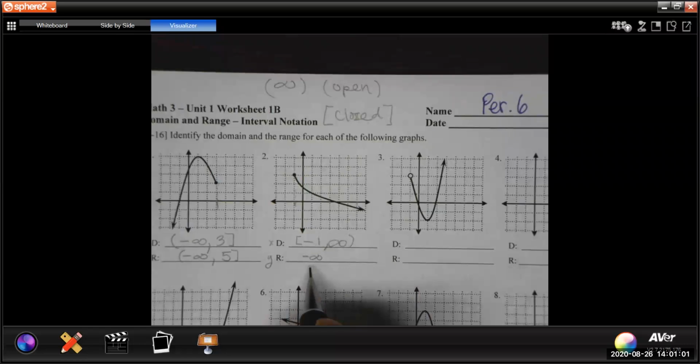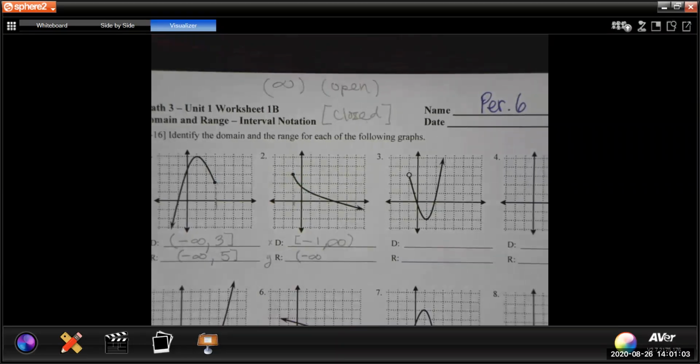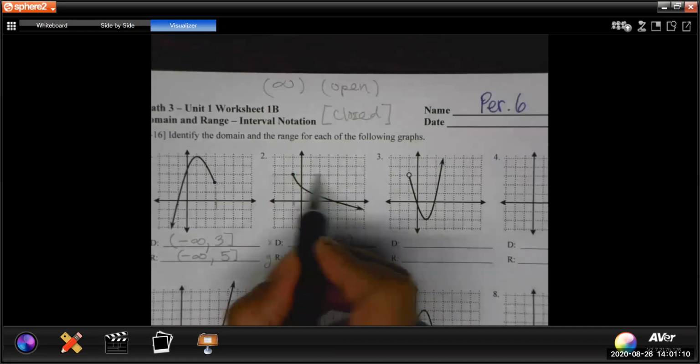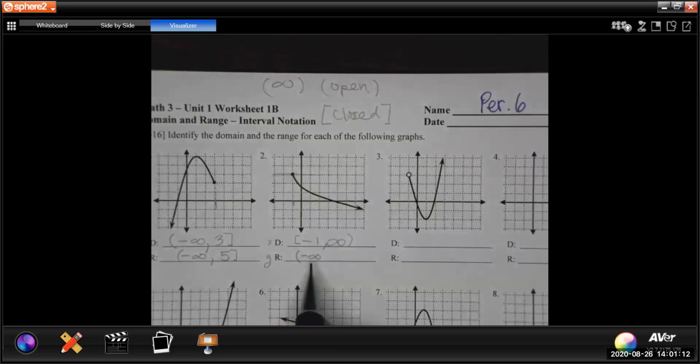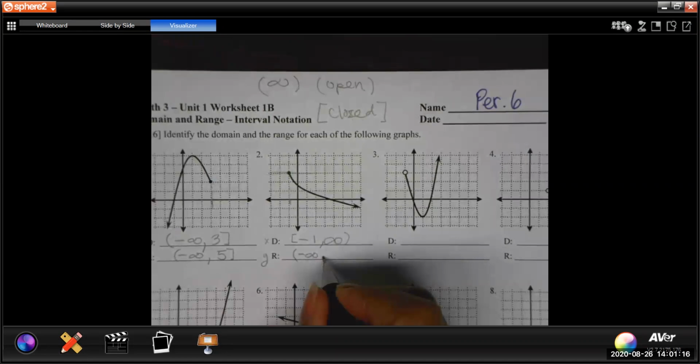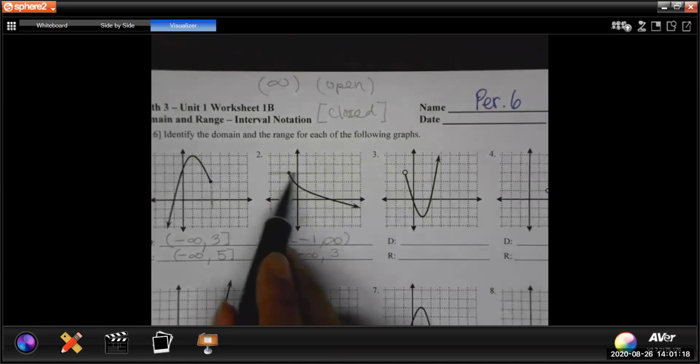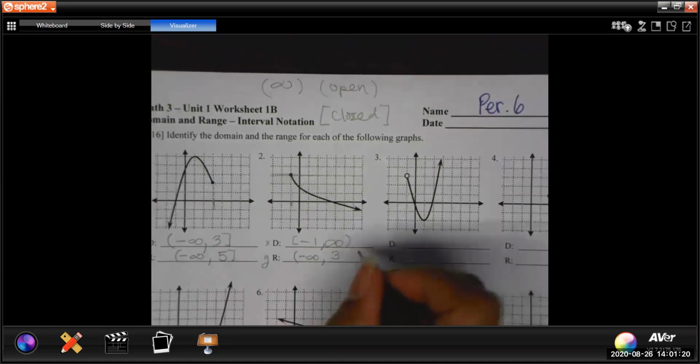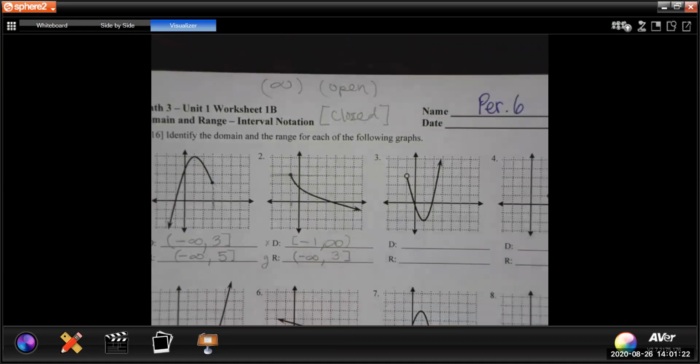Parentheses. Now, does the graph go up forever? No, it has a stop point. And what is that stop point on the y-axis? Because I'm dealing with the range. 3. And parentheses or bracket on that 3? Bracket. Bracket, good job. Okay, how are you guys doing? Those of you that are doing this, everybody should be doing this. Are you getting the same answers that we're getting when I have people help me?